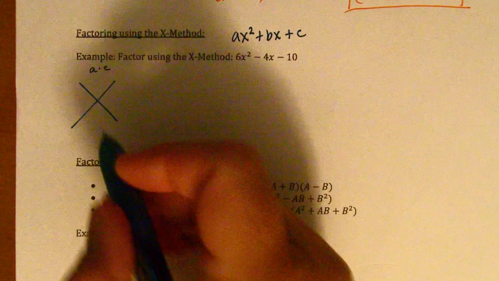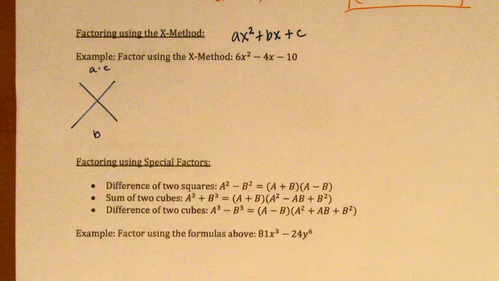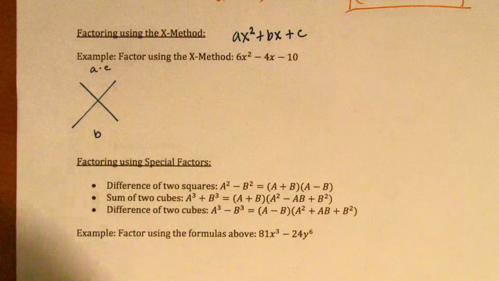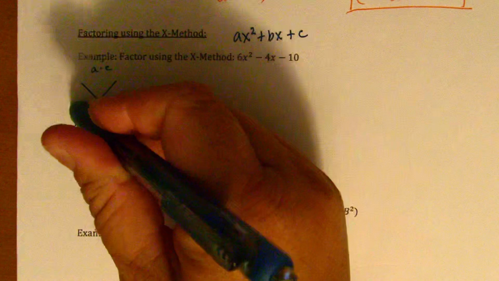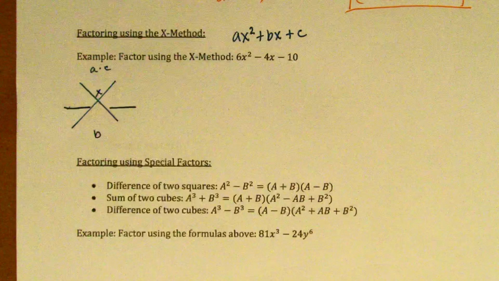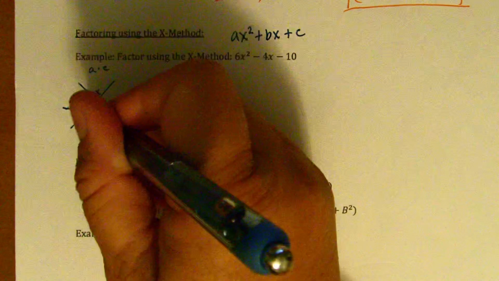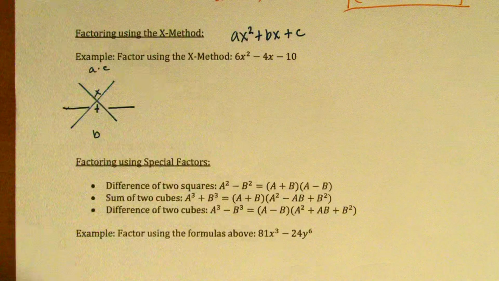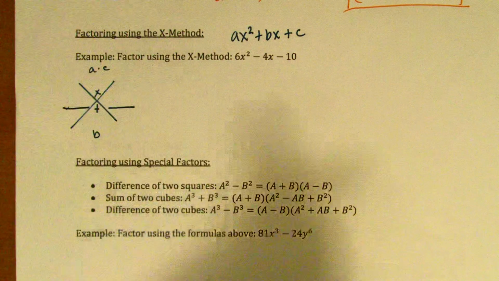And then we're going to take our b value and put that on the bottom. What we're looking for are two numbers that when we multiply them give me this number up here, and when I add them give me this number down here. So let's do this with the problem we have here.